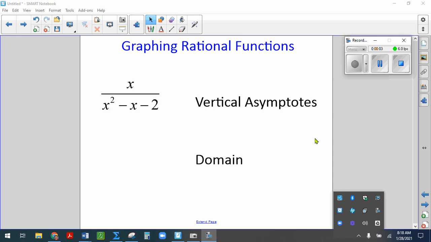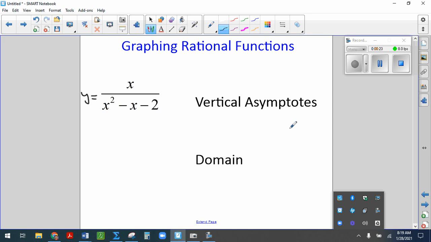Good morning. This is the beginning of Unit 2. We're going to graph rational functions. So I have a rational function on the screen. Really should say like y equals. So y equals x over x squared minus x minus 2. And so in this first slide, I want to talk to you guys about vertical asymptotes and domain.